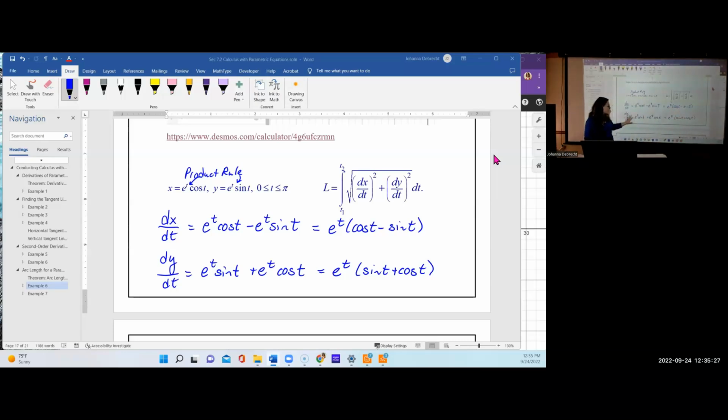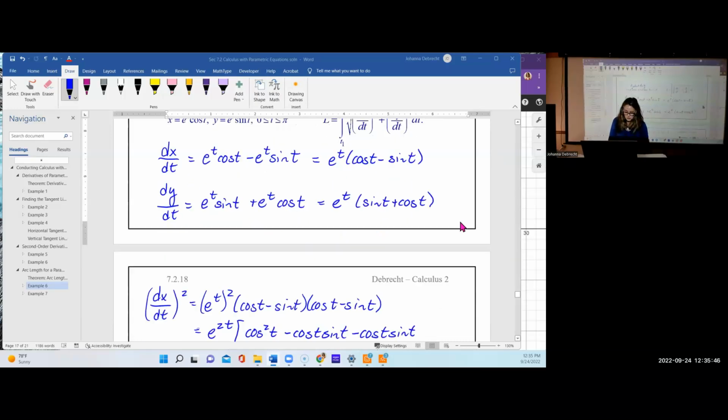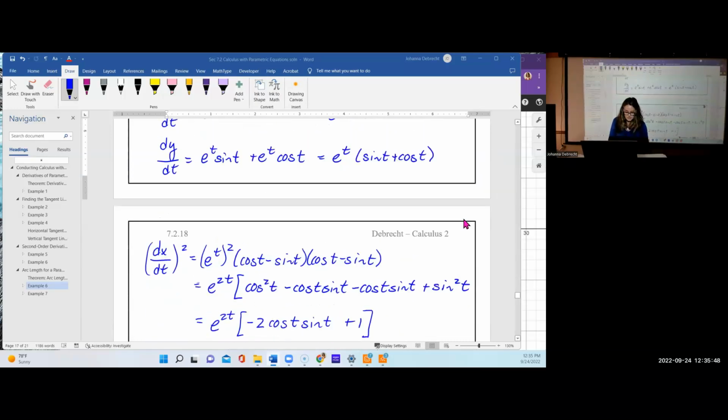We do the same process on dy dt, which gives us e to the t sine of t plus e to the t cosine of t, which gives us e to the t times sine of t plus cosine of t. Our formula takes each of these derivatives, squares them, and then adds them together. So the next thing we want to do is square them and add them together.